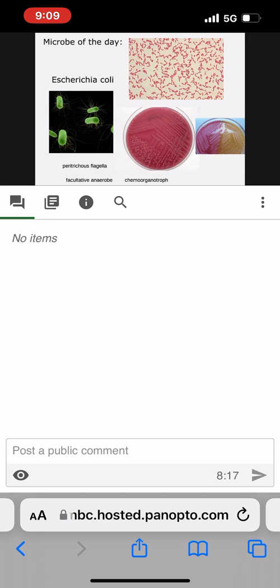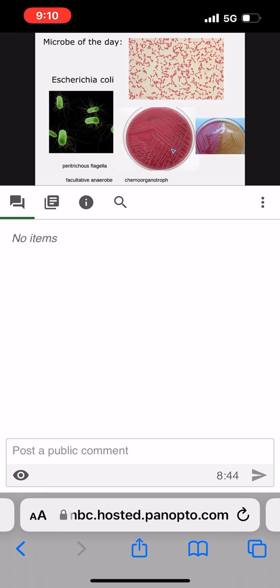Facultative anaerobe is an organism that grows in the presence of oxygen, but will also grow in the absence of oxygen. So facultative means that it has the ability to grow both aerobically and anaerobically. When it says facultative anaerobe, it means it would rather grow aerobically, but it can grow anaerobically. So that's E. coli.